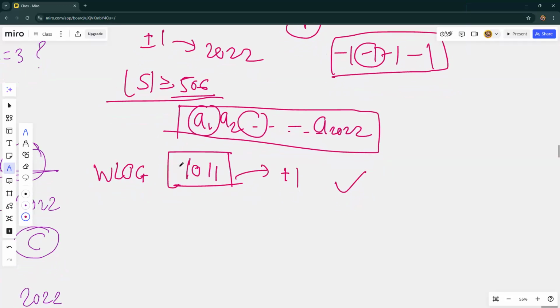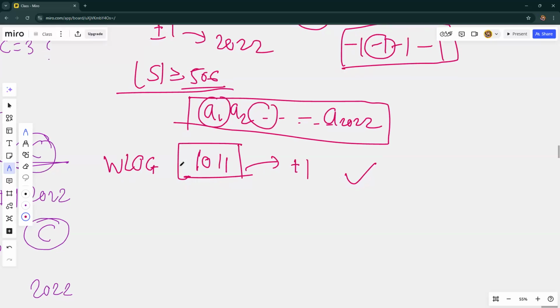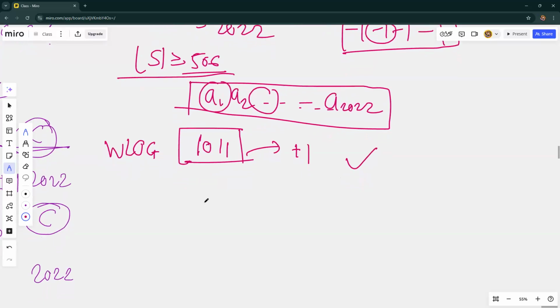So how can we do this? I guess we can do cases. The first case is where the number of ones is greater than or equal to the number of minus ones, and the second case is where the number of minus ones is greater than the number of ones. Both those cases will be symmetric, so in that case we'll get more than 506.